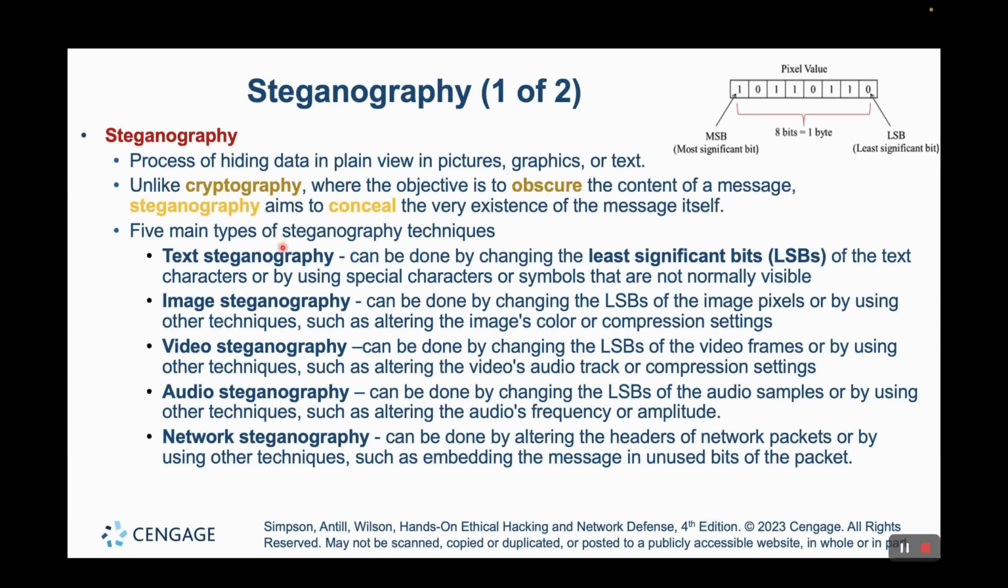There are five main types. The first one is text steganography, which can be done by changing the least significant bits, LSB. Now, if you look at this small picture right here, you see this is 1 byte, and here is the LSB, least significant bit. You can see from the picture, this is the rightmost bit in a binary number.